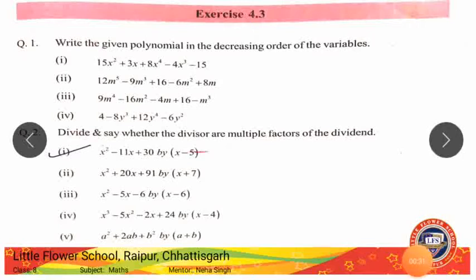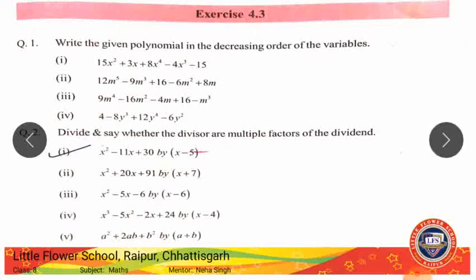4.3. First question is, write the given polynomial in decreasing order of variables. Right? What are variables? See these x, x and their powers, they are called variables. 15, 3, 8, 4, these are all constants, and x and powers, x square, x, x4, all these are variables. So let us see how we are going to solve this question.